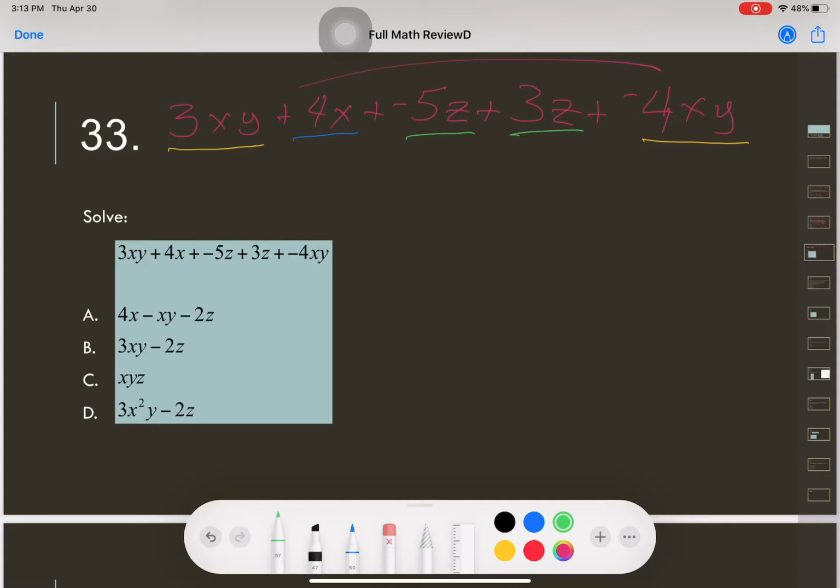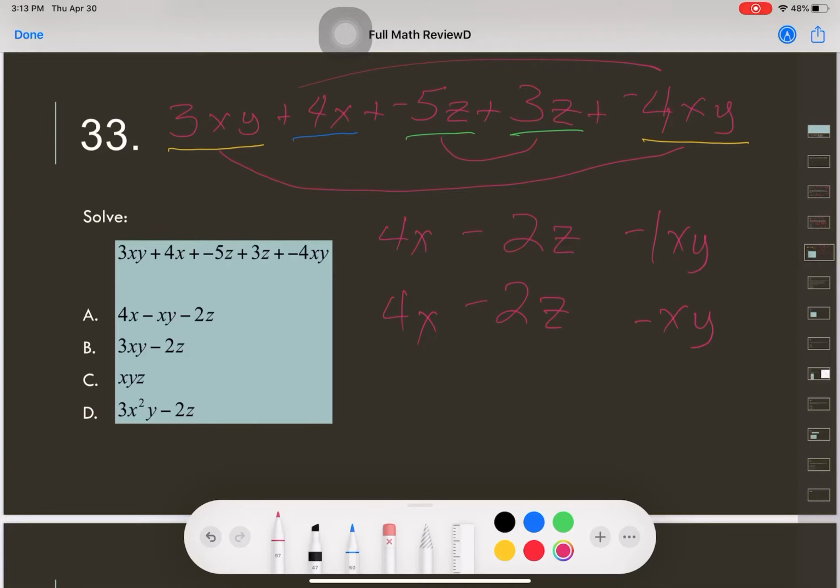So my yellow ones I need to combine together because they have the same last name, as I like to say. 3 minus 4xy would be negative 1xy, or just negative xy. The 4x will just come along for the ride. It's just 4x. And then the negative 5z plus 3z will be negative 2z.